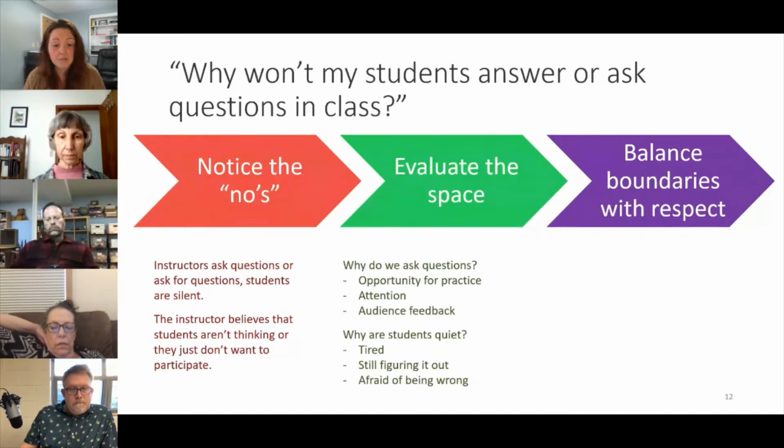Well, but students are quiet for various reasons. Maybe they're tired. Maybe they're still figuring it out. Maybe they still haven't even figured it out enough to know what their question is. And of course, the perennial favorite, they might be afraid of being wrong, which I think is very common in physics classes because being wrong once often feels like being wrong forever. So how do we balance boundaries with respect?